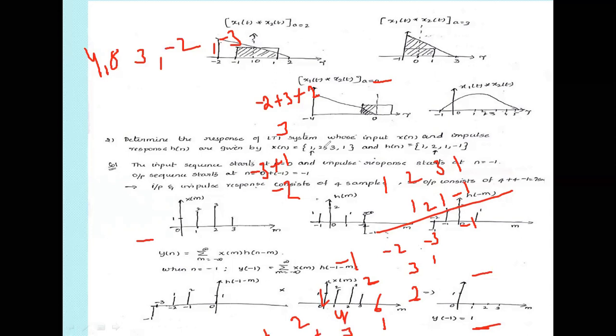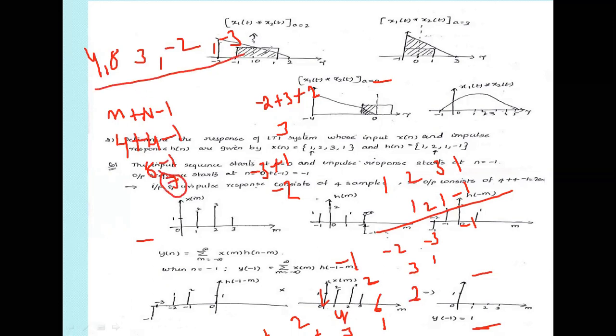So how many values will we get? Here there are 4 values, and the H value is also 4. Means totally M plus N minus 1 number of samples you have to find out. The number of samples in X is 4. And how many samples here in H? Nothing but 4. So N plus 4 minus 1, 8 minus 1 is 7 samples you have to get.